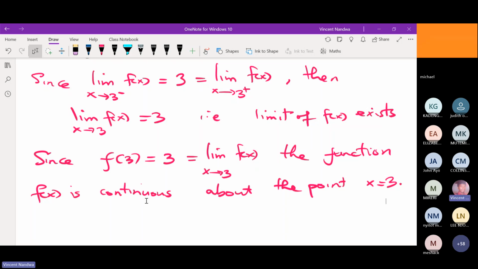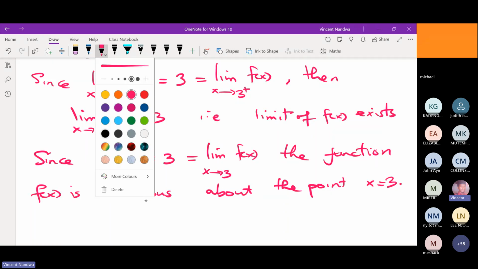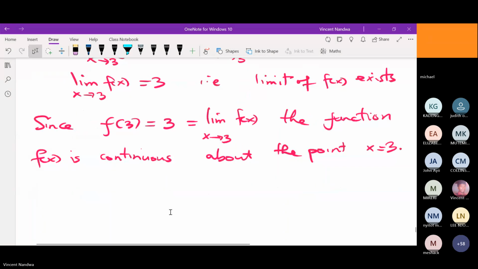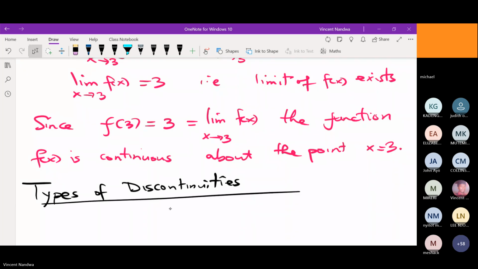So we can briefly discuss the different types of discontinuities before we give more examples. So types of discontinuities. The first one is what we call removable discontinuity.